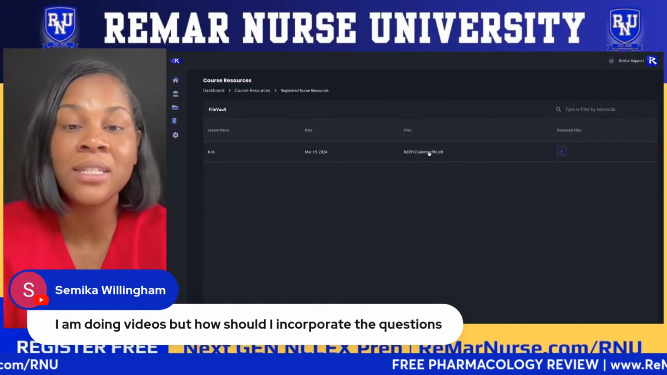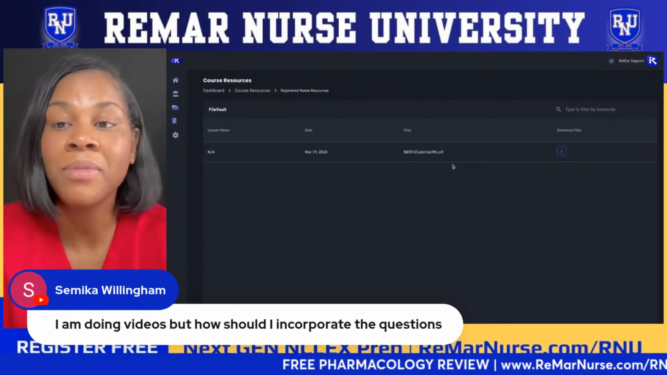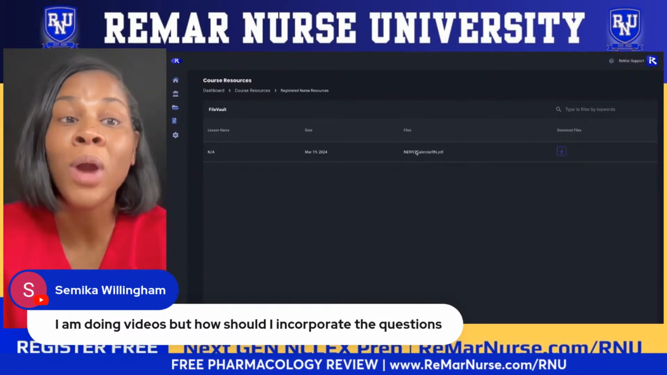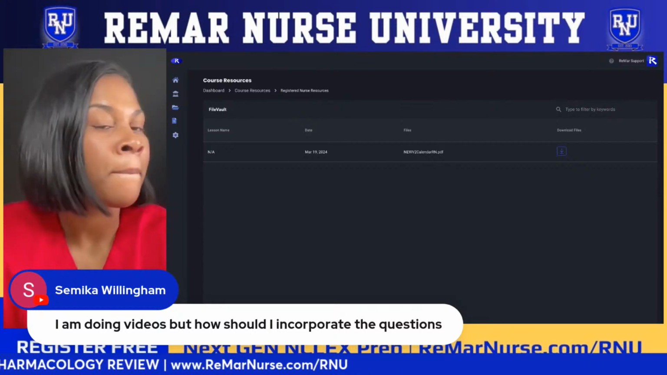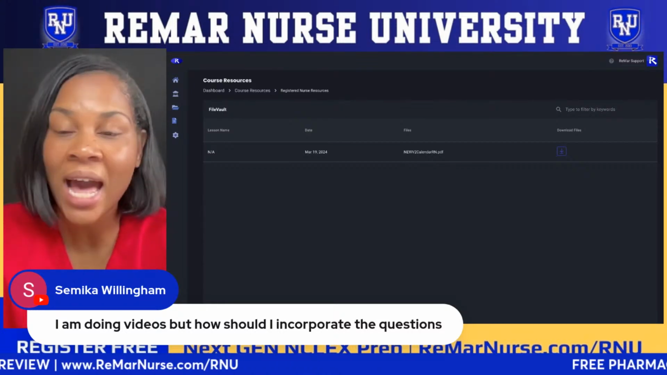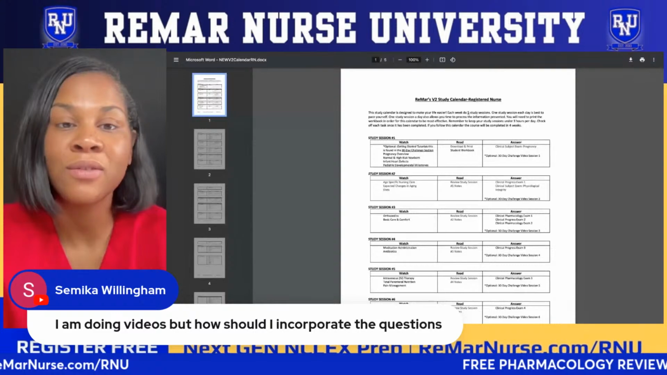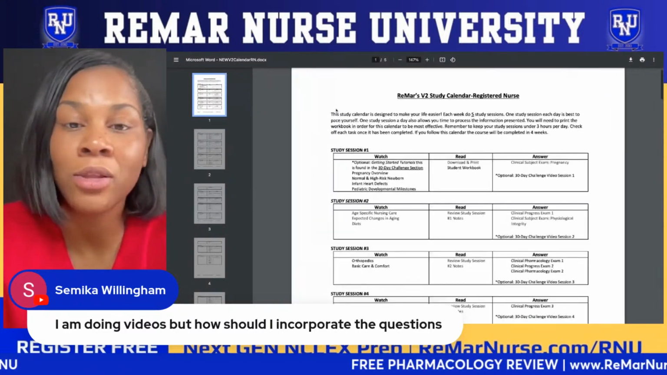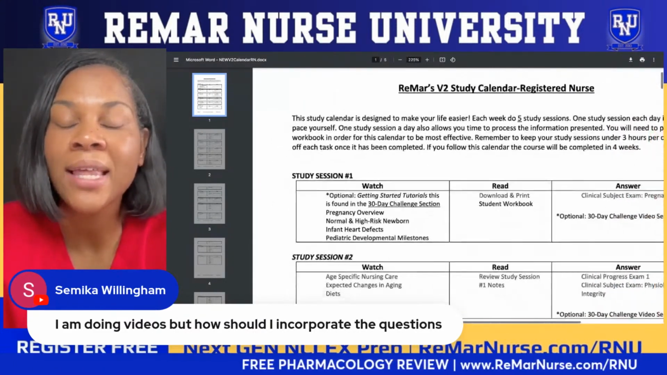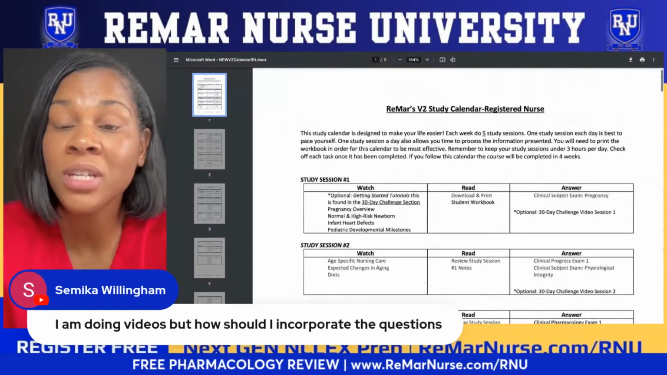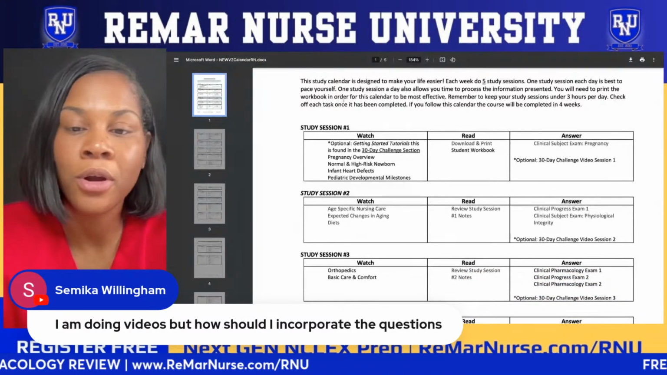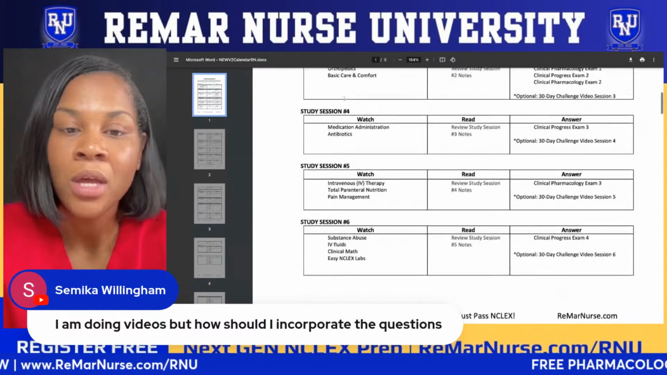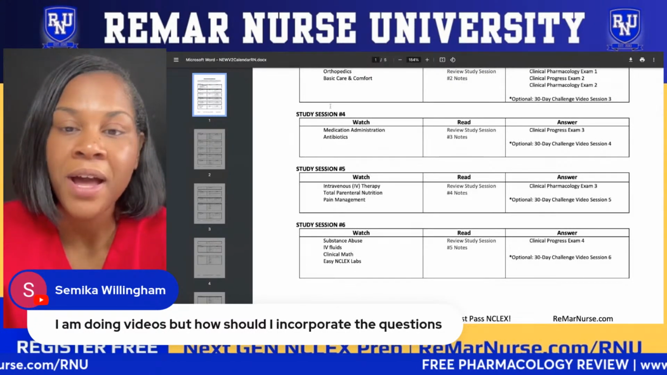So let's look at the daily study calendar. Again, this is something that you can access right into your studying. You should know every time you sit down what the calendar says you're doing. If you're following the calendar, then you won't waste your time. Let's go down to study session number 4 or 5. Let's look at study session number 5.